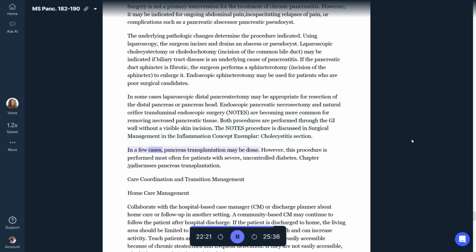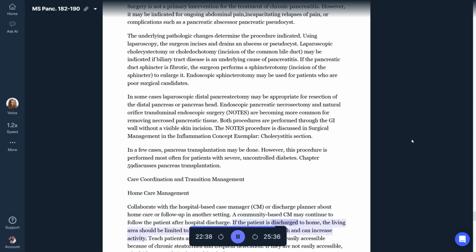In a few cases, pancreas transplantation may be done. However, this procedure is performed most often for patients with severe, uncontrolled diabetes. Chapter 59 discusses pancreas transplantation, care coordination and transition management. Home care management. Collaborate with the hospital-based case manager or discharge planner about home care or follow-up in another setting. A community-based CM may continue to follow the patient after hospital discharge.